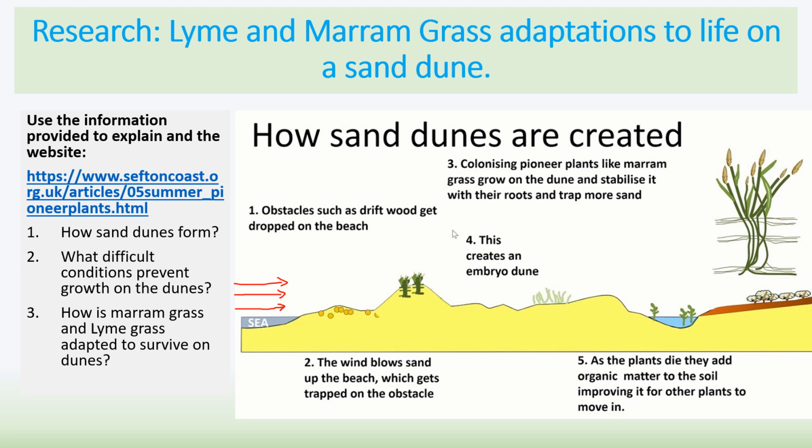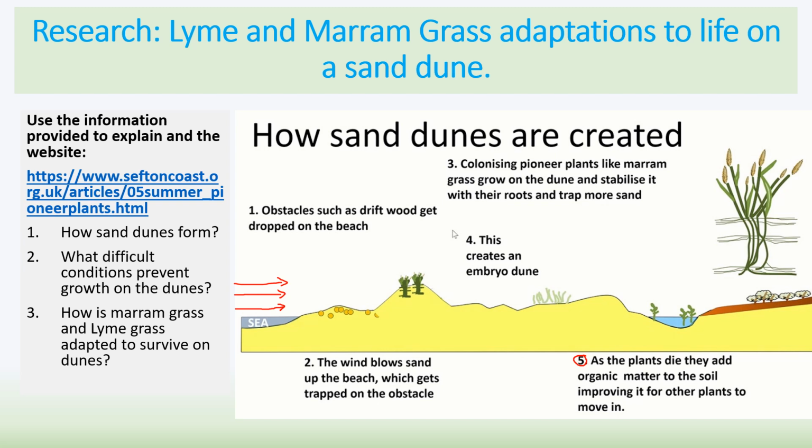The wind will blow the sand into these obstacles where it gets trapped, and then colonizer or pioneer plants like marram grass can grow on those sand dunes. They stabilize it, and they slowly develop roots. It creates something called an embryo dune, where it starts to turn into little sand dunes, and then the plants die and add to the organic matter and start turning the sand into what we'd consider more as soil.